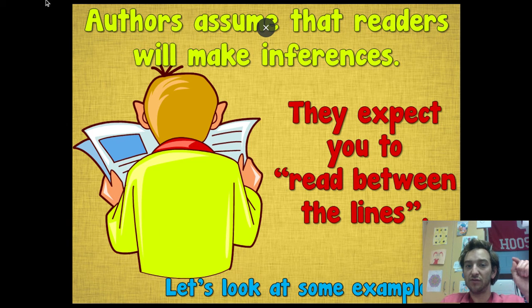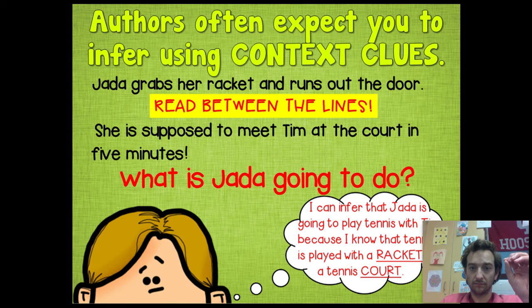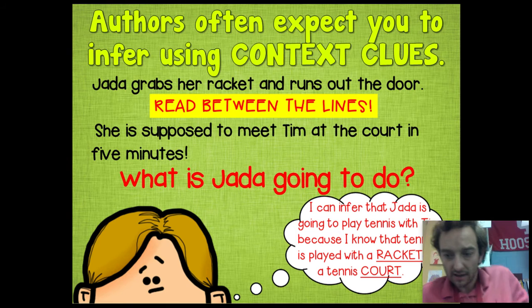So authors assume that readers will make inferences. They expect you to read in between the lines. In between the lines is just a saying for reading and understanding things that aren't there. They often expect you to infer using context clues. Context clues are just that evidence that we looked at.